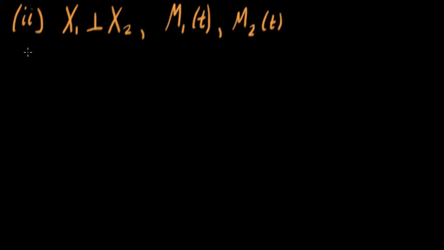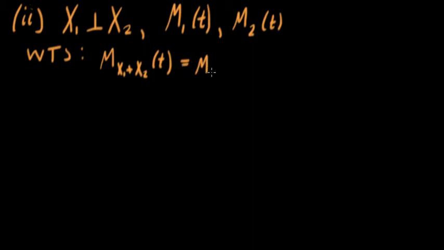And we want to show that the moment generating function of the random variable x1 plus x2, because if you add two random variables you get a random variable, this moment generating function is in fact the product of the individual moment generating functions. So that's what we need to show.